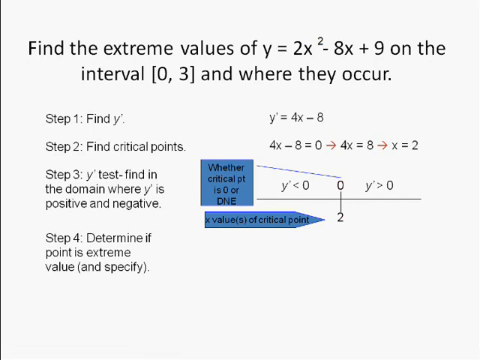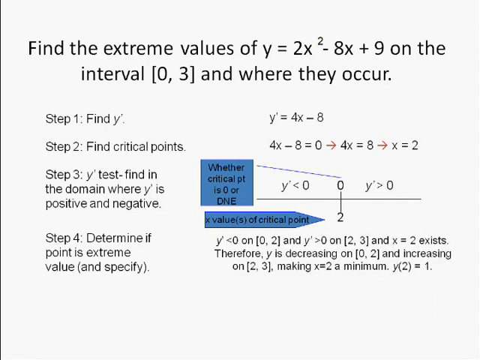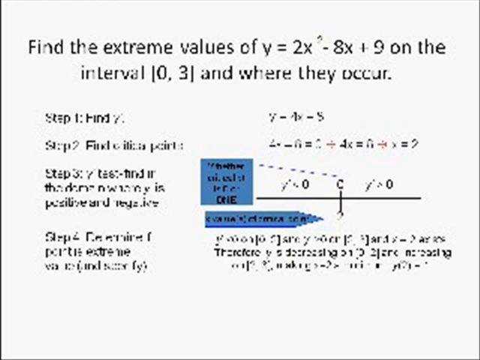So step 4, determine if the point is the extreme value and tell which one it is. In this analysis, y prime is smaller than 0 on the interval 0 to 2, meaning to the left of 2, and y prime is greater than 0 on 2 to 3, or to the right of 2, and x equals 2 exists. So the function is decreasing on the interval where the slope is negative and increasing on 2 to 3, where the slope is positive. This makes x equals 2 a minimum. Plugging it back into the function, you get y of 2 equals 1.